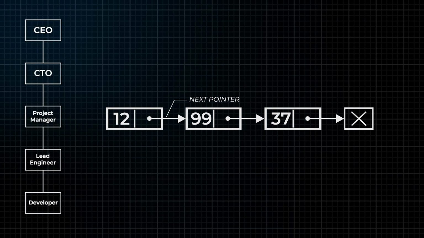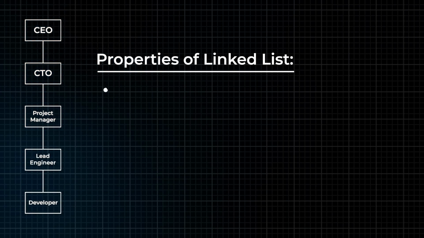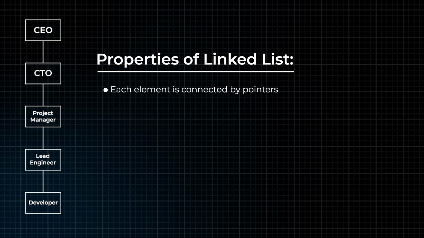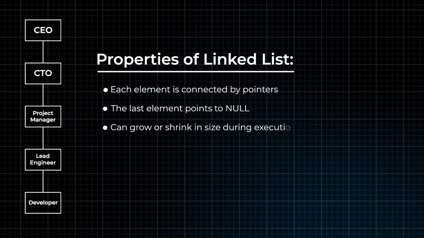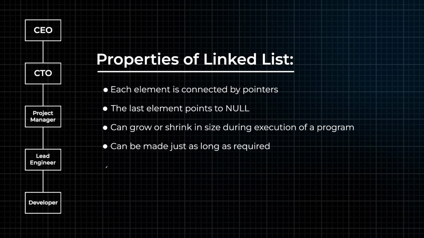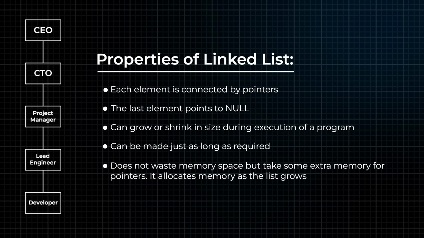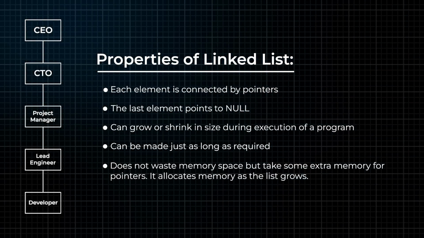Now let's see some properties of linked lists. A linked list has the following properties. Each element is connected by pointers, which I have talked about earlier. The last element points to null. Linked lists can grow or shrink in size during execution of a program. They can be made just as long as required until system memory is exhausted. It does not waste memory space but takes some extra memory for pointers. It allocates memory as the list grows.